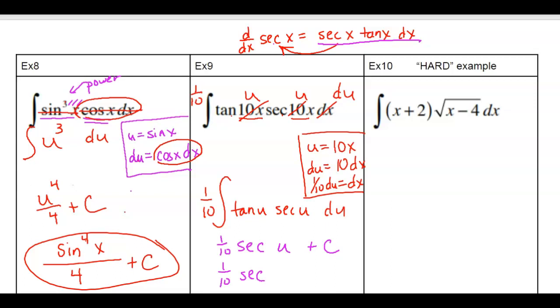Notice I don't do too much in one step until you get comfortable. All right, the last example you definitely want to watch. This is going to be tricky. So I call it a hard, and on the homework I also let you know.